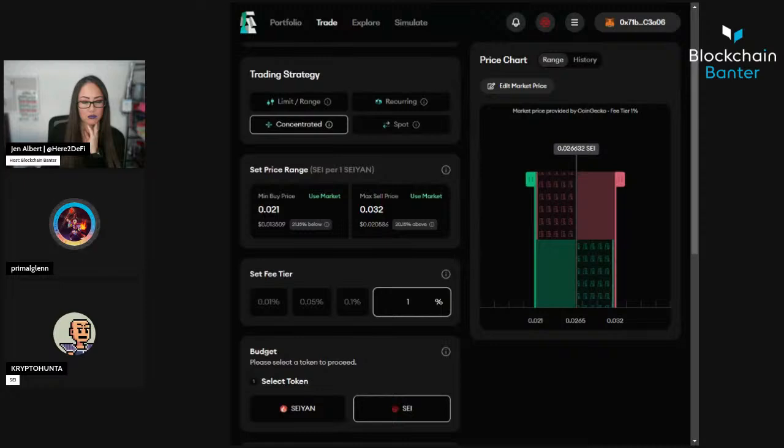The higher leverage you take, the higher chances of getting liquidated, but also you have a higher chance of making more money as well, right? So it's always a balance between these two things.